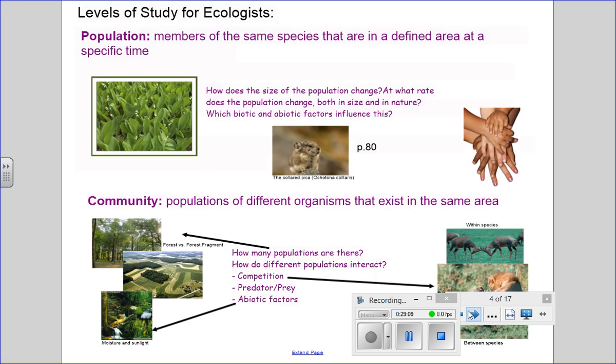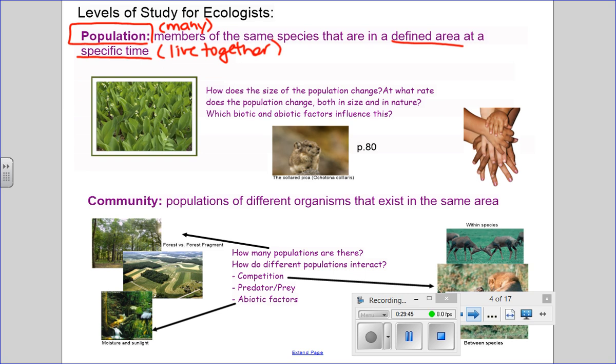So then the next two levels I like to talk about at the same time so I can show you what the difference is between them. The next level is a population. I'm going to add the word many here. A population refers to many, like several, more than one, member of the same species that are in a defined area at a specific time. In other words, they live together.